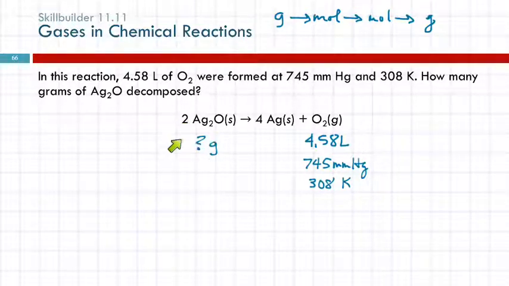So I'm trying to find grams of Ag2O. So that's my destination. How am I starting? Am I starting with grams of oxygen? They didn't give me grams. They gave me a volume, a pressure, and a temperature, the information I need to calculate the moles. So I'm not starting with grams here. I'm starting with pressure, volume, and temperature. I get to moles using the ideal gas law.